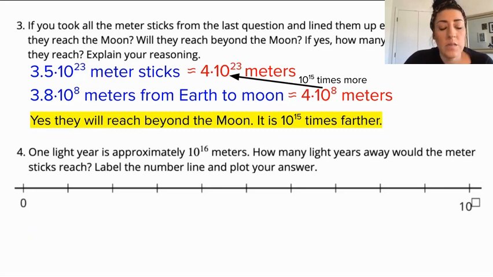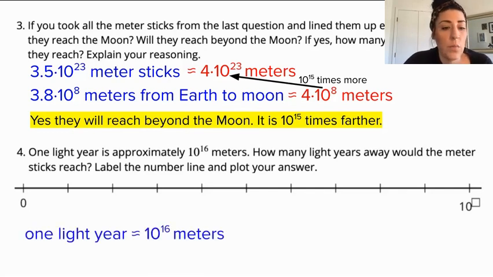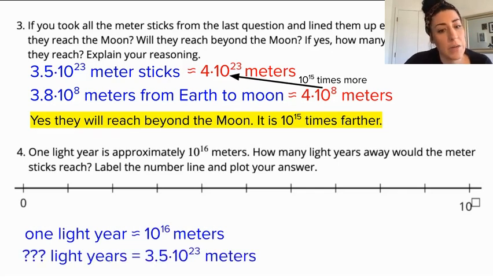So 1 light year is approximately 10 to the 16th meters. How many light years away would the meter sticks reach? So let's write what we know already. We know 1 light year is approximately this many meters, and we're essentially trying to figure out how many light years it's going to be to equal that 3.5 times 10 to the 23rd meters.